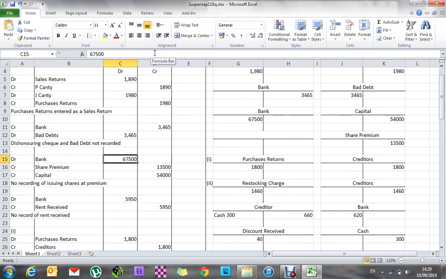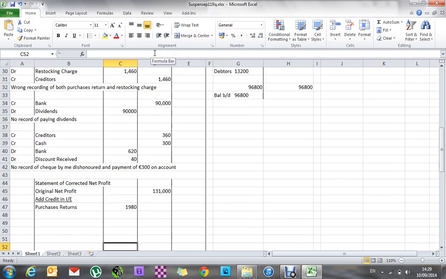Bank, no, bank appears in my balance sheet. Share premium. Share premium is kind of like capital. It's more money put into the business which is owed back to the owners, so that's going to be a liability in the balance sheet. Capital, same story in the balance sheet. Bank is balance sheet. Rent received, so that's going to be something that goes in the trading profit and loss, 5950, and it's a credit. So 5950 and it's rent received.